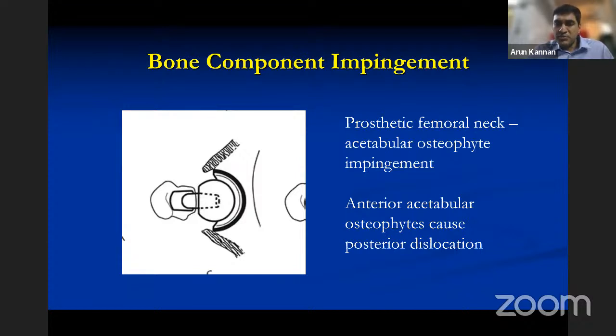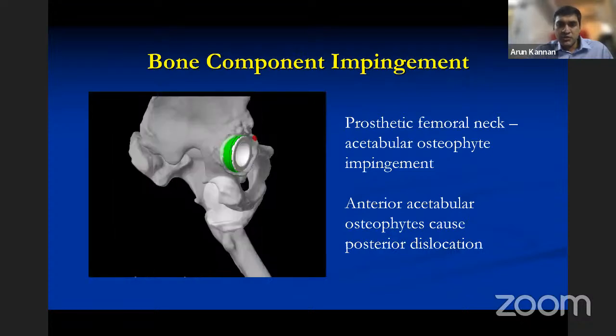Bone on component impingement is again common but easily correctable. It is the prosthetic neck going and impinging against the anterior osteophytes and leading on to posterior dislocation. And if you see osteophytes like this protruding outside the acetabular component, we just have to pay attention and remove them to correct this cause of impingement. So fairly easily correctable, but not very uncommon. Especially when we give more anteversion in the acetabular component for posterior surgeons, we often notice this significantly.